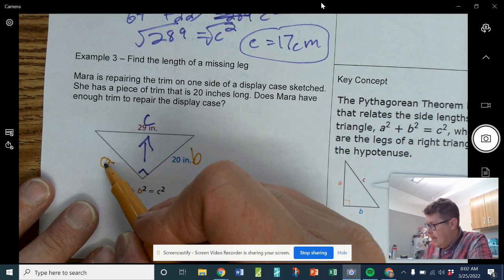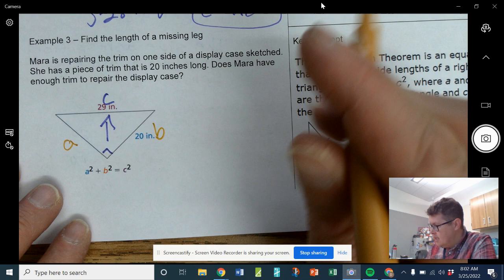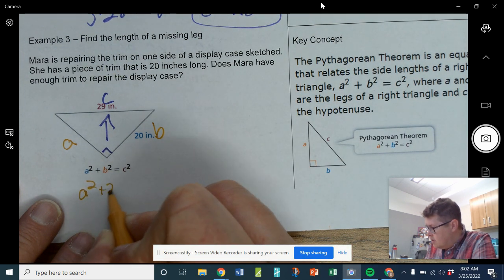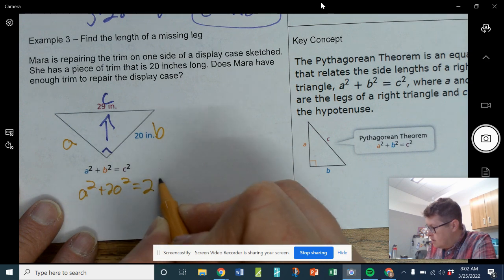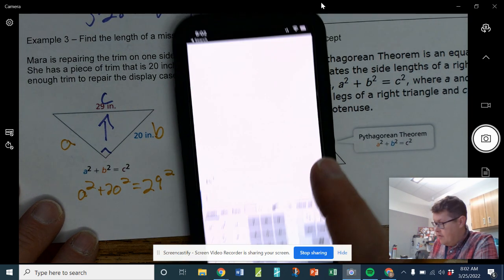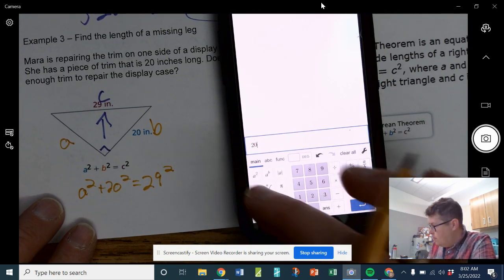So we have A, which we're searching for, we have B, which is 20, and we have C, which is 29. So when we plug this in, it's going to be A squared plus 20 squared equals 29 squared. And we'll just use our calculator for this stuff, right? That's why we have it, right? 20 squared is going to give us 400.